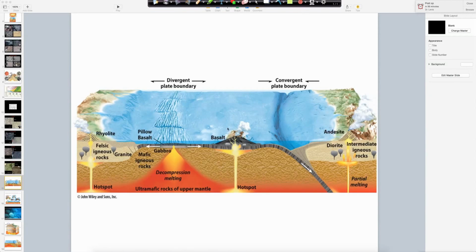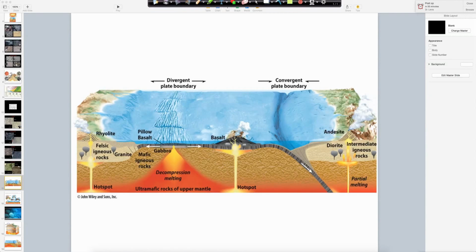So here's a hot spot, so you do get basalt at hot spots. You get your decompression melting of your ultramafic rocks, which forms your basalts of your oceanic crust, and your gabbro. Your lithosphere is made of mafic igneous rocks. Here's showing you a subduction zone. You're getting partial melting, and you're getting intermediate igneous rocks. Over here, same thing. Here's another hot spot. It's coming through the continental crust, so you're going to end up with felsic rocks and rhyolite at the surface.